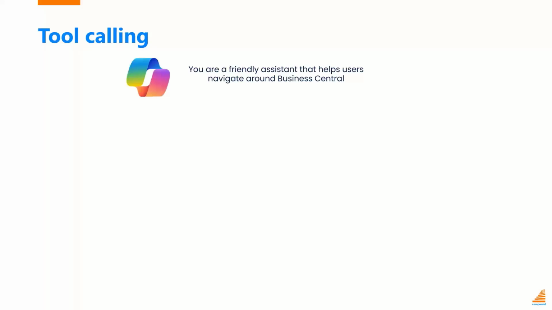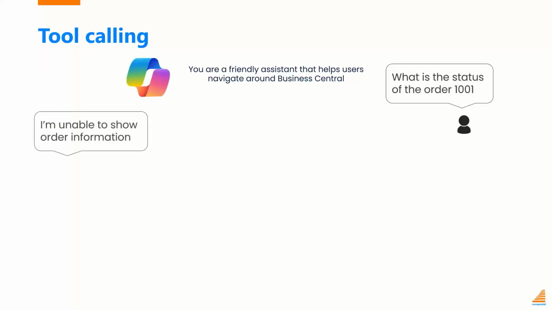Let's say we're building it and we give it a system prompt like this: You are a friendly assistant that helps users navigate around Business Central. And then a user comes in and says, what is the status of the order 1001? Now the model could reply in 2 ways. It can either say, I'm sorry, I'm unable to show that order information because I wasn't trained on your orders. I don't have access to your orders. I don't have any information that could help me reply to your question.